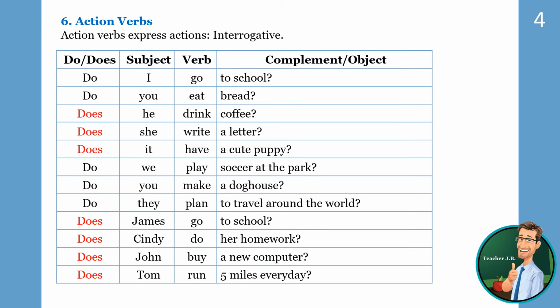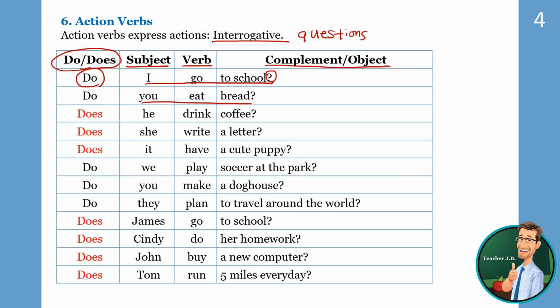When we make interrogative, which means questions, we change the word order a little bit differently. So subject, verb, complement, but for the question, we put do or does, which is an auxiliary, at the beginning of the sentence. I go to school becomes do I go to school? You eat bread becomes do you eat bread?